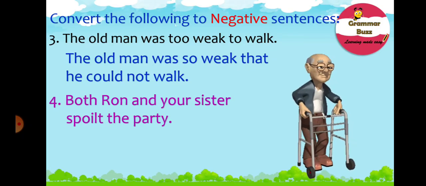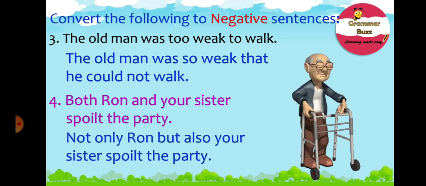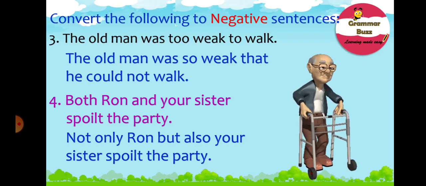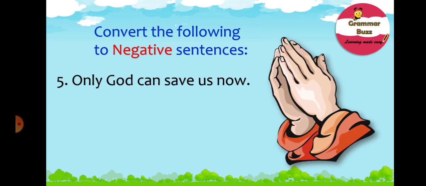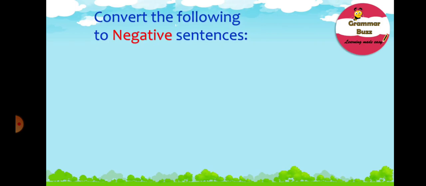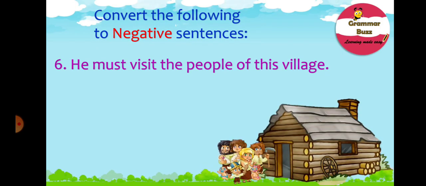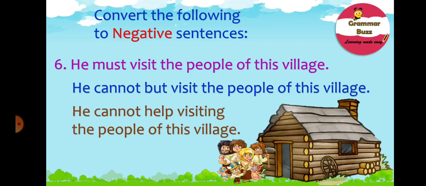Both Ron and your sister spoiled the party. Not only Ron but also your sister spoiled the party. Only God can save us now. None but God can save us now. He must visit the people of this village. He cannot but visit the people of this village. Or, he cannot help visiting the people of this village.